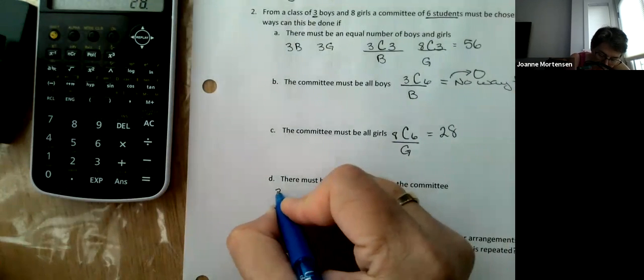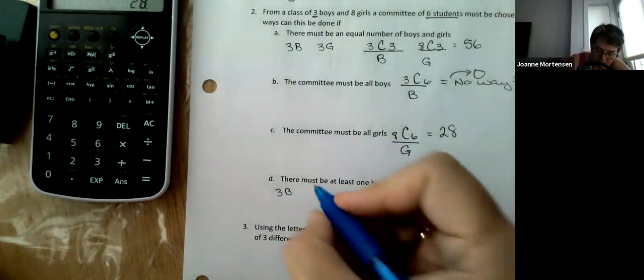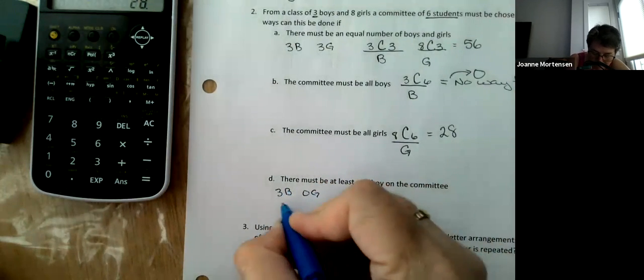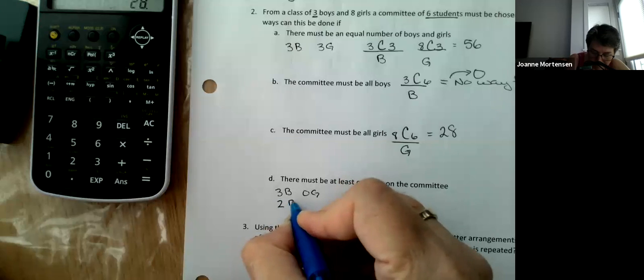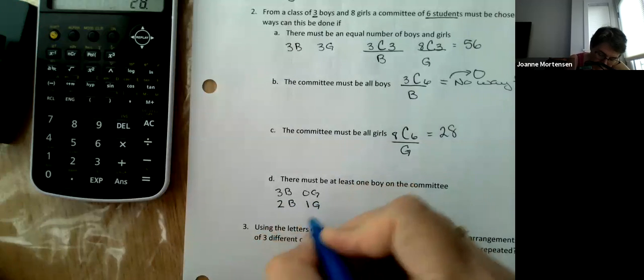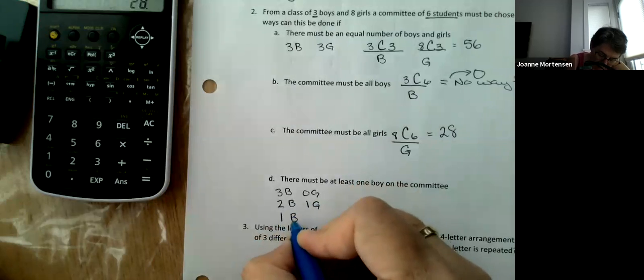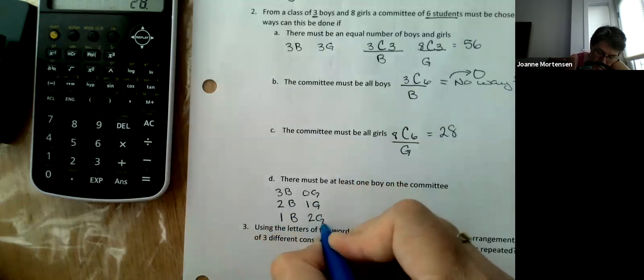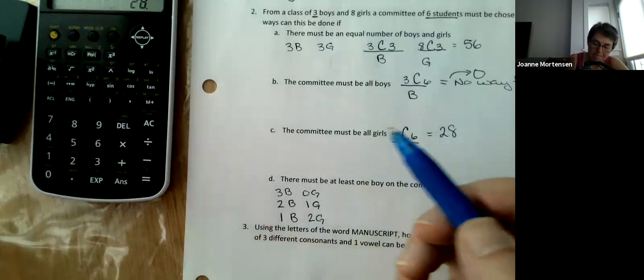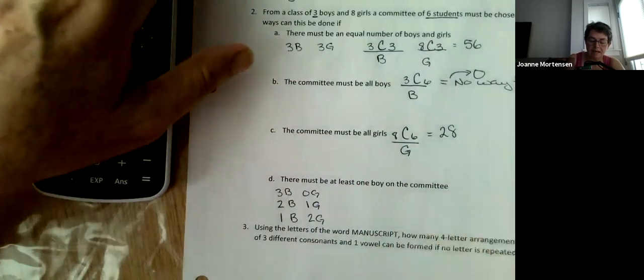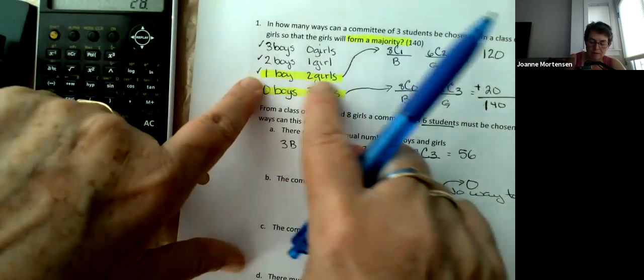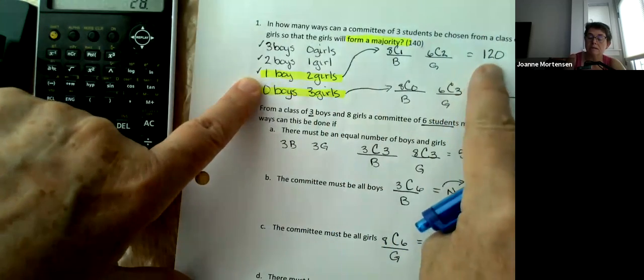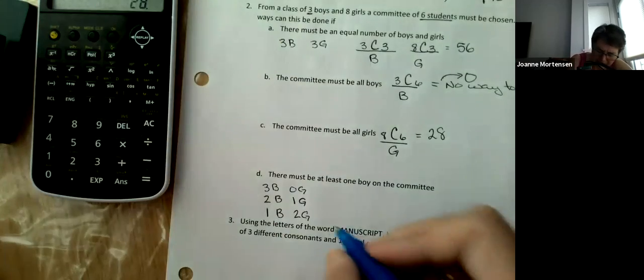So 3 boys, 0 girls, 2 boys, 1 girl, 1 boy, 2 girls. And not only that, but we already know that 1 boy and 2 girls is 120. I'm just being lazy.